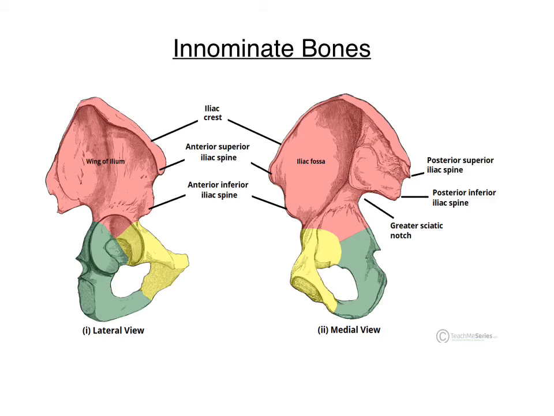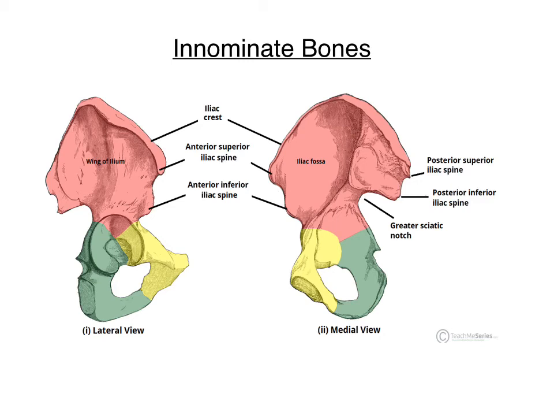On the lower border of the innominate bone are found two curves. One extends from the posterior inferior iliac spine up to the ischial spine, and it is called the greater sciatic notch. It is wide and rounded. The other lies between the ischial spine and the ischial tuberosity, and that is called the lesser sciatic notch. So you have two notches here, the greater sciatic notch and the lesser sciatic notch.